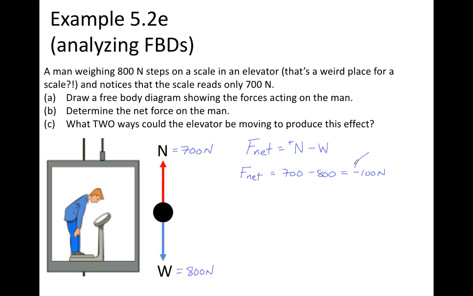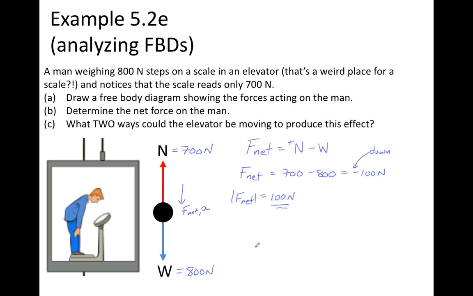Now, that negative sign indicates that the net force is downwards. If you're ever asked for the magnitude of the net force, we ignore the negative sign, which just indicates direction, and the magnitude of the net force is 100 newtons. And so we know that net force is down, which means the acceleration of the man is down. The elevator is accelerating downwards.